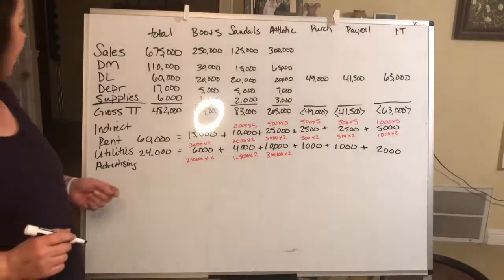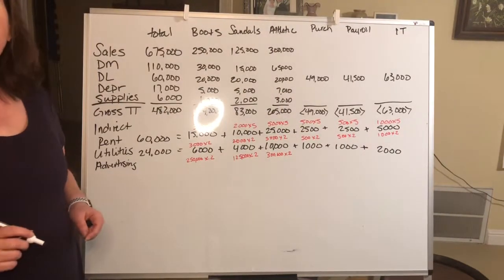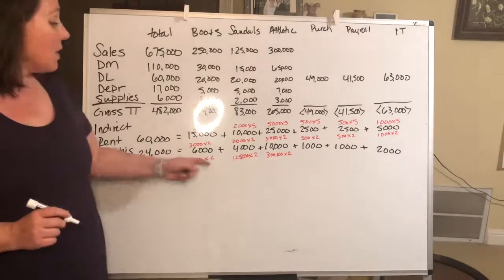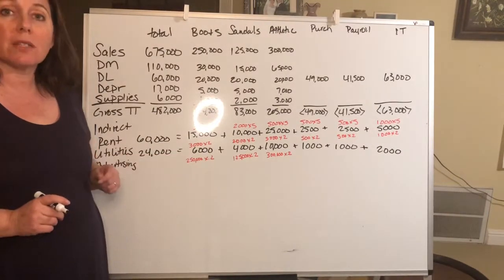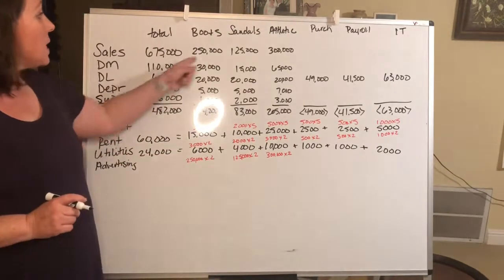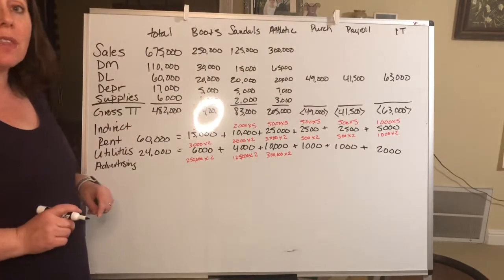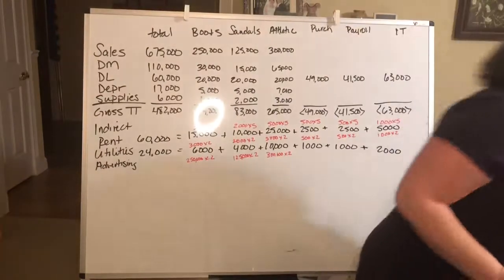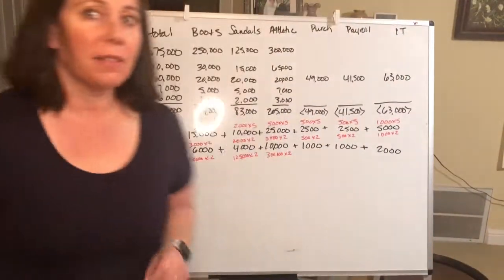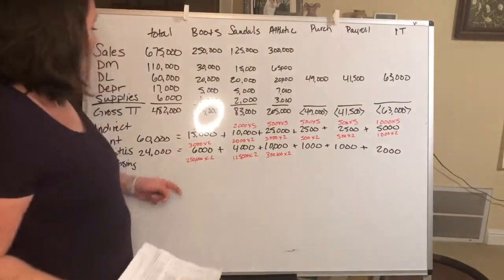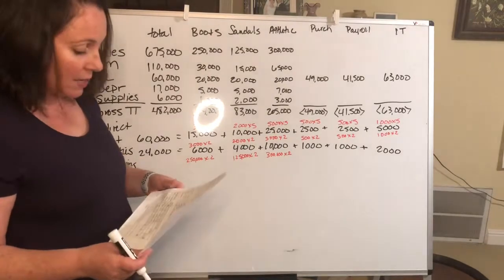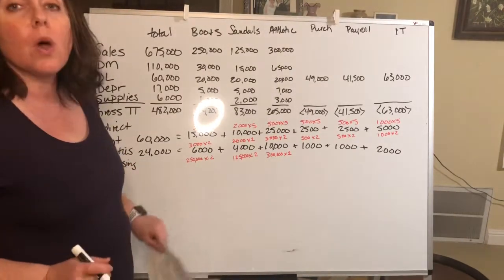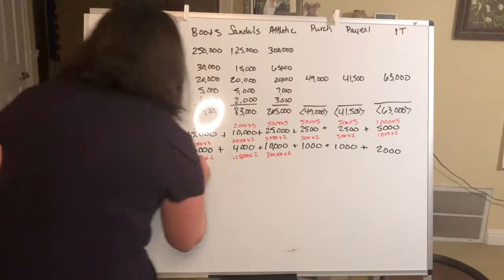Okay, finally, we're going to allocate our advertising costs. Advertising costs are allocated at 20 cents per sales dollar. So Boots had sales of 250,000 times 20 cents. Oh, I'm going to have to check my notes. It's a limit to the math I can do in my head. All right, 250,000 sales dollars times 20 cents per sales dollar, or $50,000 of advertising cost.